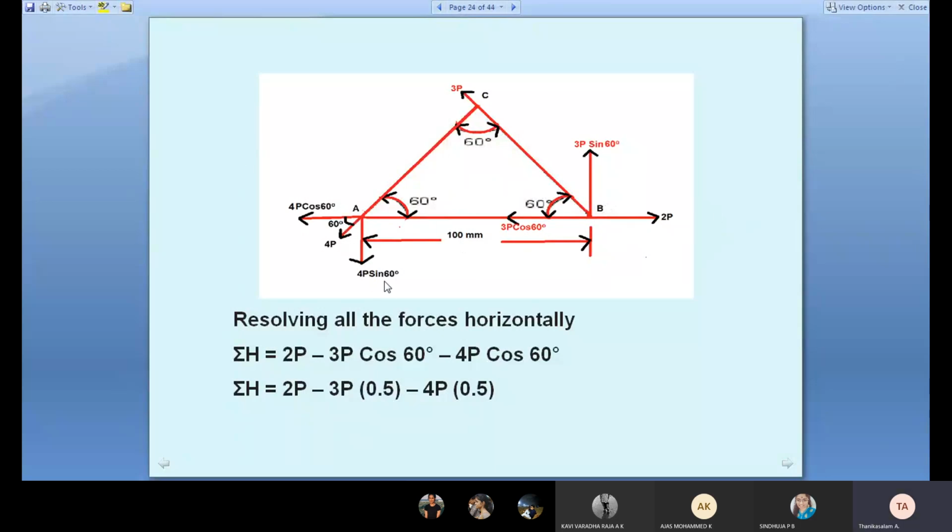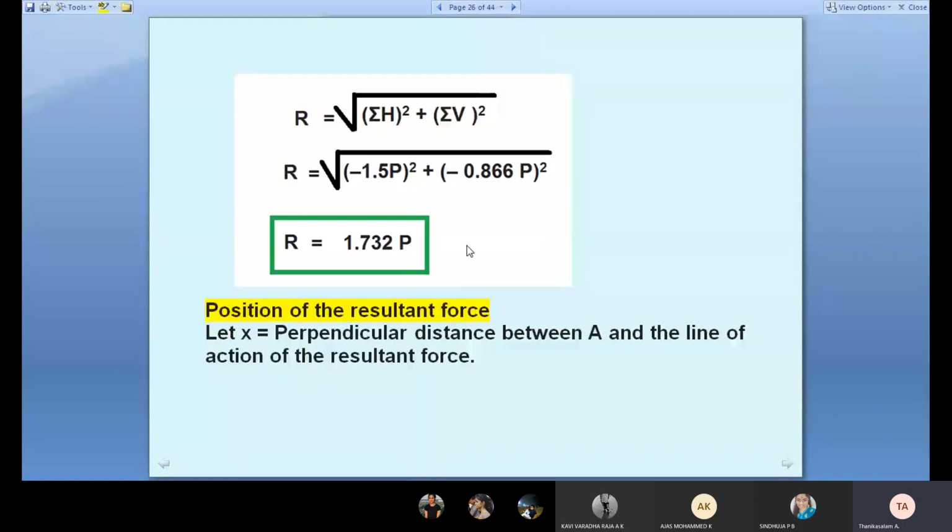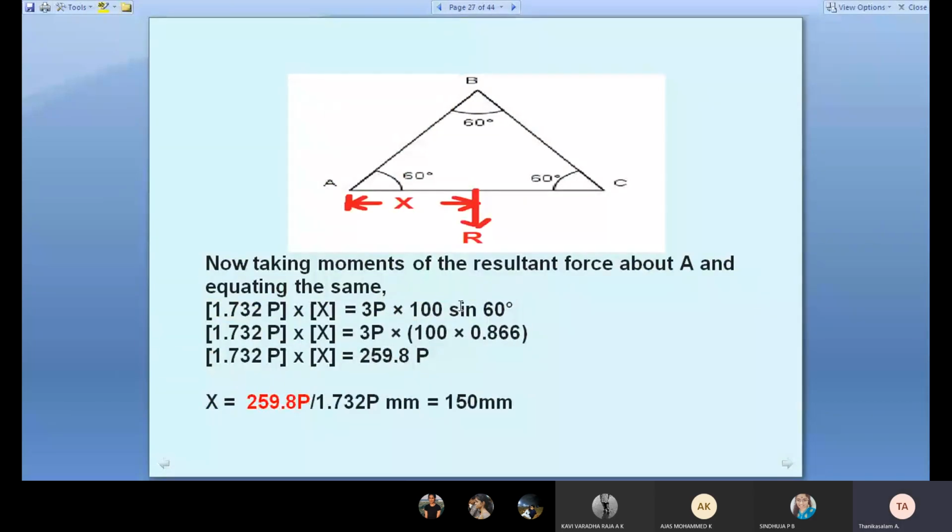Which force gives a moment? 3P sin 60. What is the moment? Force into perpendicular distance. See here, 3P sin 60 is perpendicular with respect to AB. So 3P sin 60 into 100. So 3P into sin 60 into 100. What is the X value? After applying cross multiplication, we got X equal to 150 mm from point A.